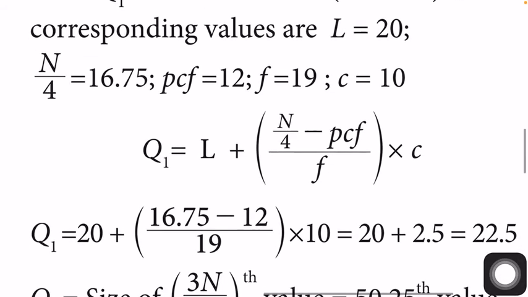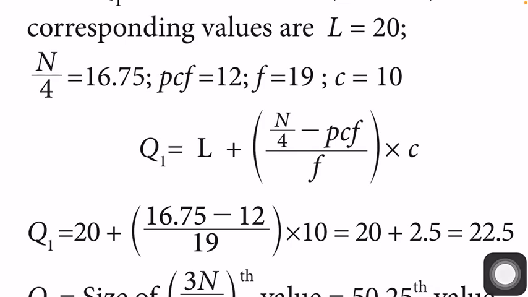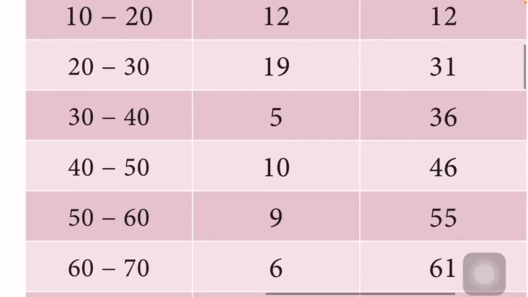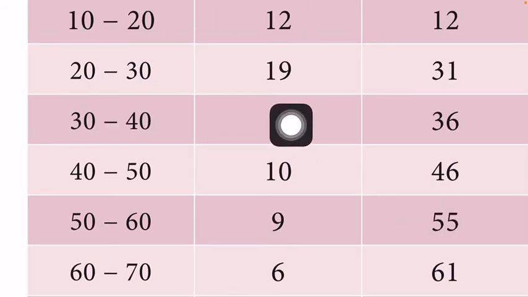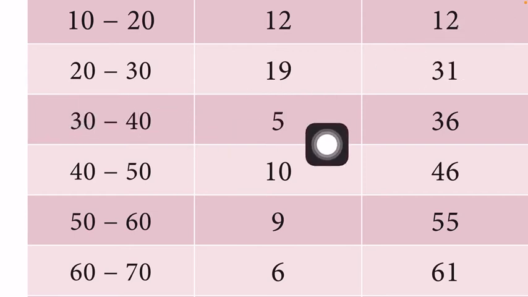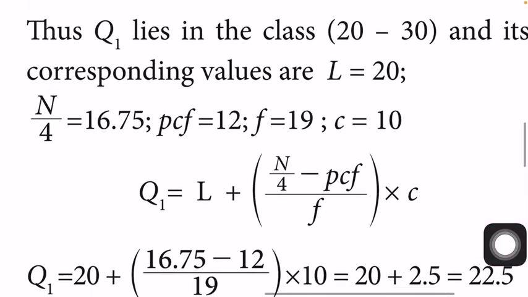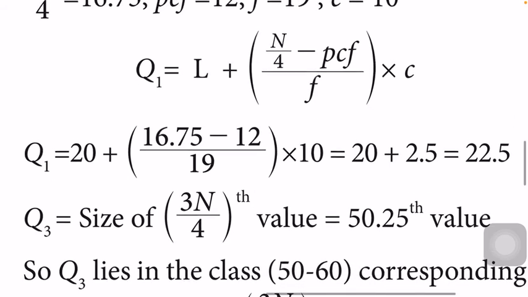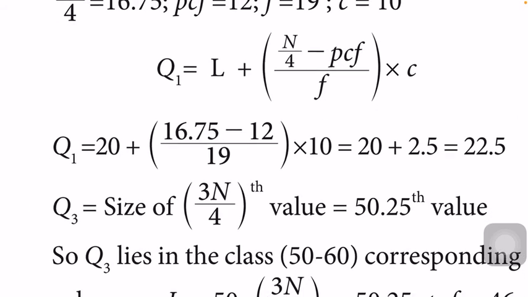So Q1 is equal to L plus n by 4 minus PCF divided by F into C. That is, L is 20 plus n by 4 is 16.75, PCF is 12, divided by F is 19. F means the frequency in the class interval. In the class interval 20 to 30 we have F as 19. So for F we select this, for previous cumulative frequency we select this, and the lower limit should be 20. Simplifying this, we get 22.5.